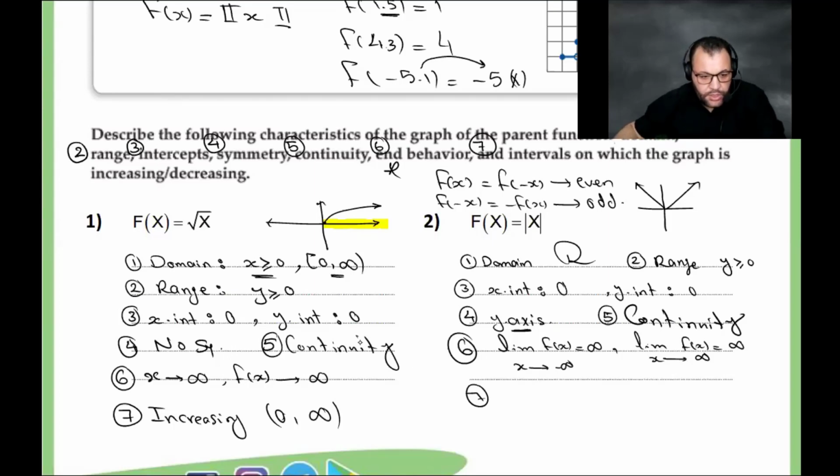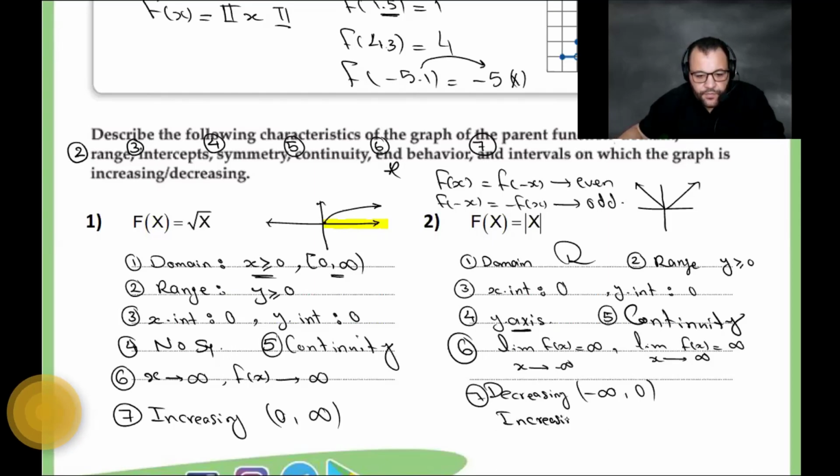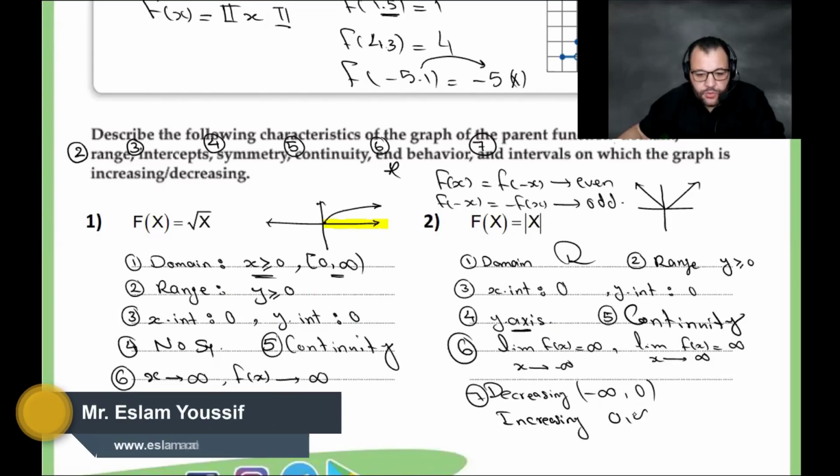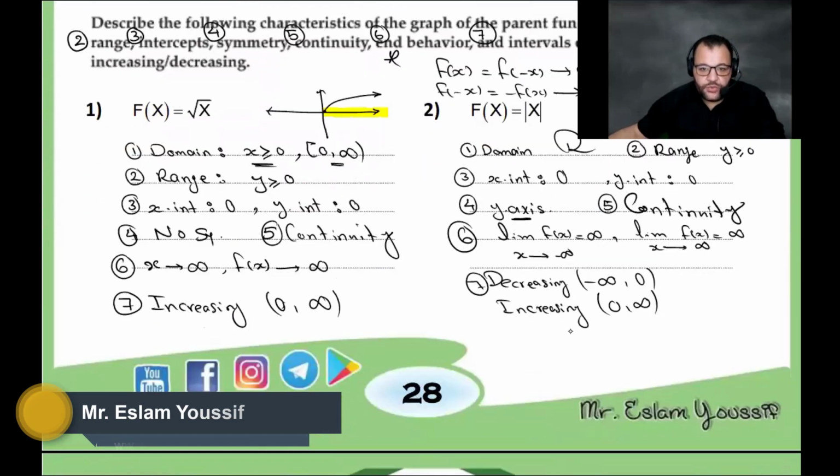Decreasing from negative infinity to 0. Both of them must be open. And increasing from 0 to positive infinity. Any problem for this one?